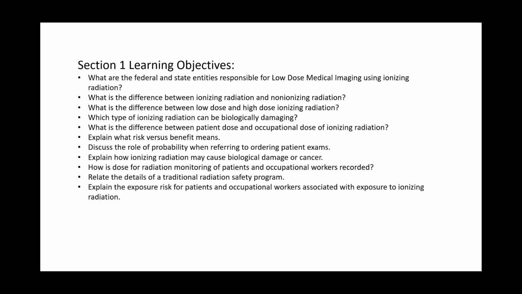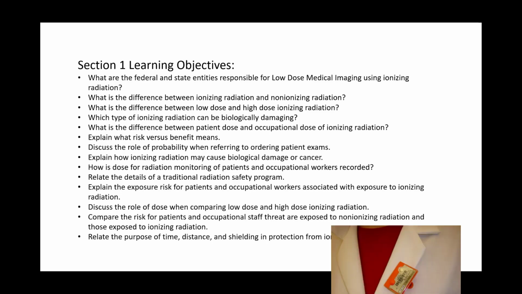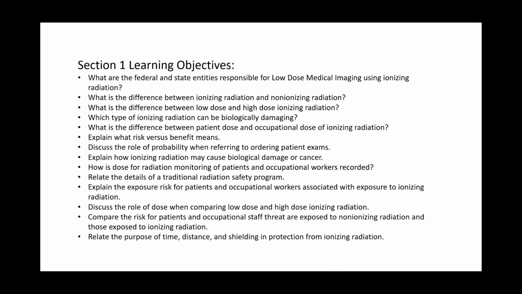Explain the exposure risk for patients and occupational workers associated with exposure to ionizing radiation. Discuss the role of dose when comparing low-dose and high-dose ionizing radiation. Compare the risk for patients and occupational staff and the threat of being exposed to ionizing radiation. And finally, relate the purpose of time, distance, and shielding and the protection from ionizing radiation.